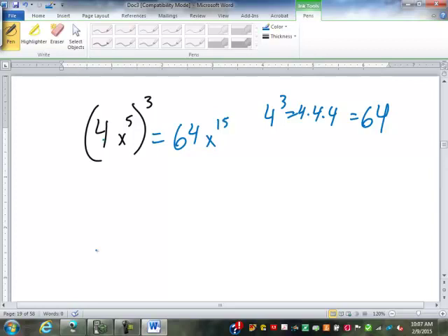X to the 15th. Because this is saying we take 3 x to the 5ths multiplied together. Well, 5 and 5 is 10, plus another 5 is 15.